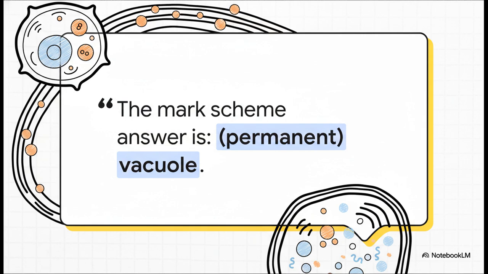And there it is. The answer they were looking for was the permanent vacuole. So the big takeaway here is that you're expected to be able to identify all the major subcellular parts of a specialized cell from a diagram. Even without seeing the image, we know the vacuole was the target.